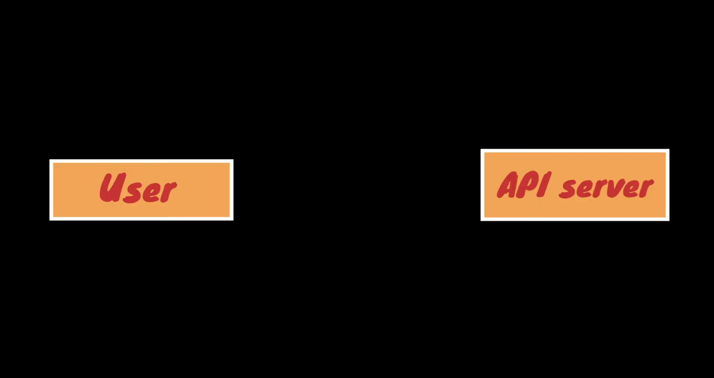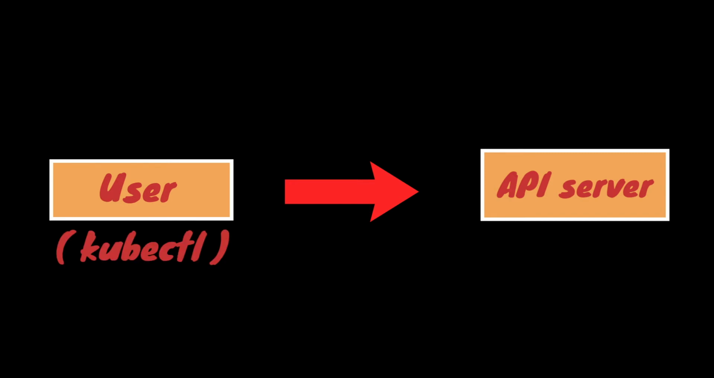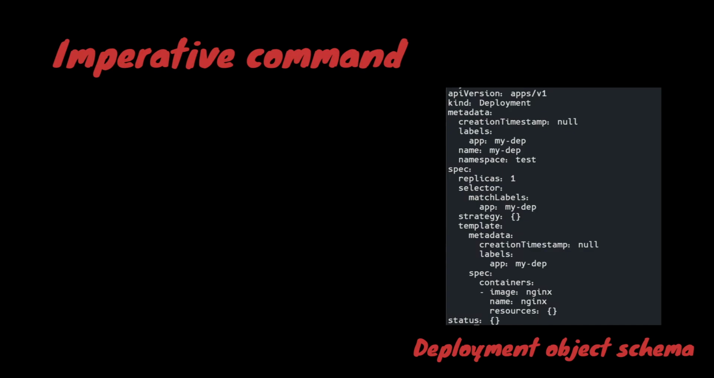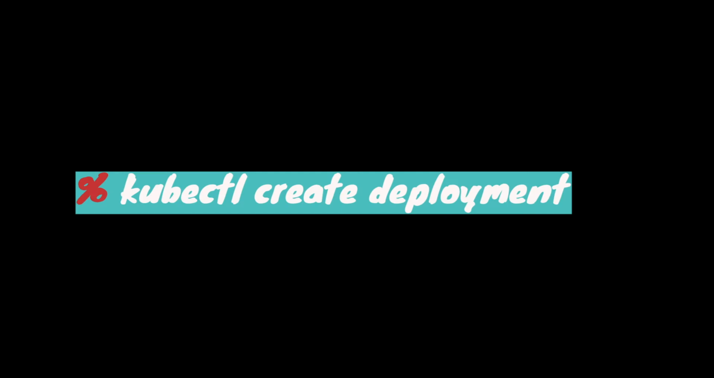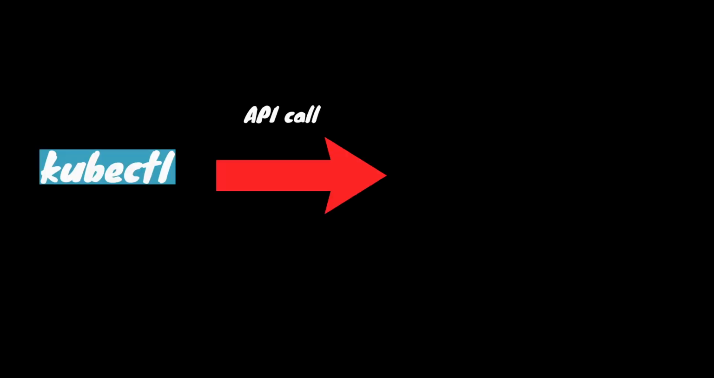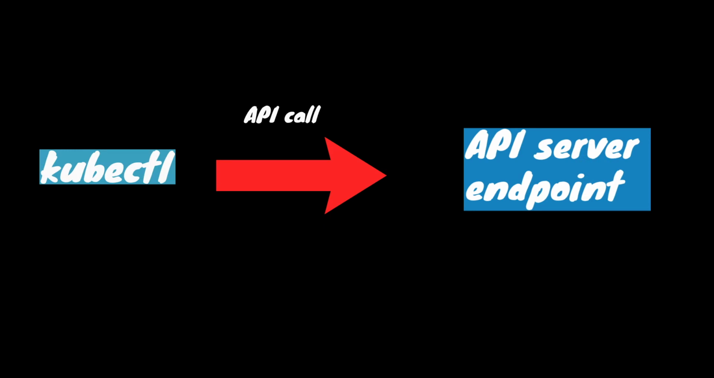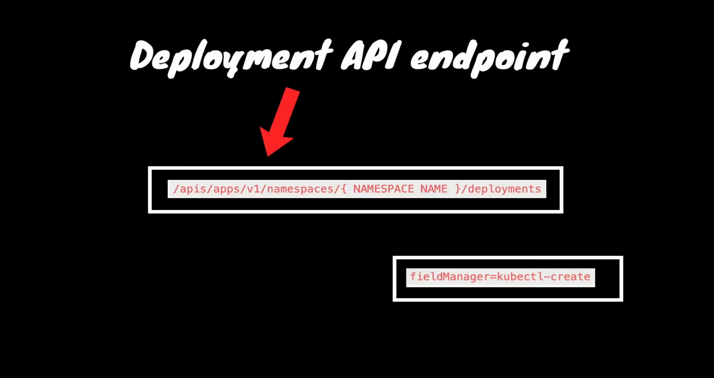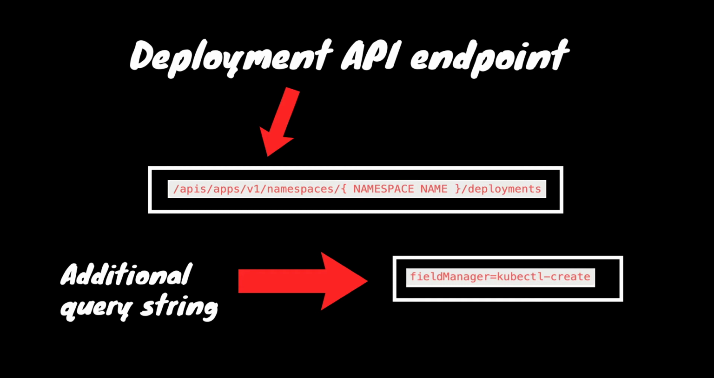Whenever the request to create a deployment is sent to the API server via command line using kubectl, it uses an imperative command where the object schema is generated based on the request sent. Since we ran kubectl create deployment, kubectl prepares to do an API call at the endpoint to create a deployment, which looks something like this. It adds other flags as well, like field manager equals kubectl-create.